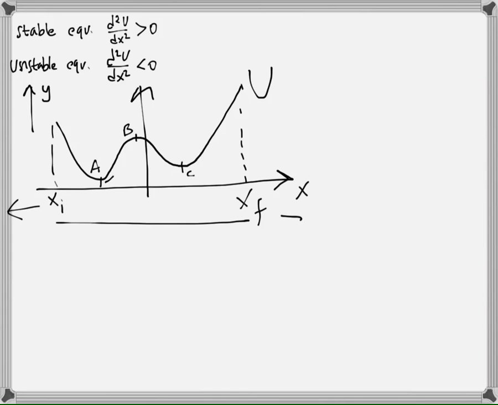But for B, if you drop a particle on the hill, it will fall down to the left-hand or right-hand side. So it's not a stable equilibrium. B is an unstable equilibrium point.